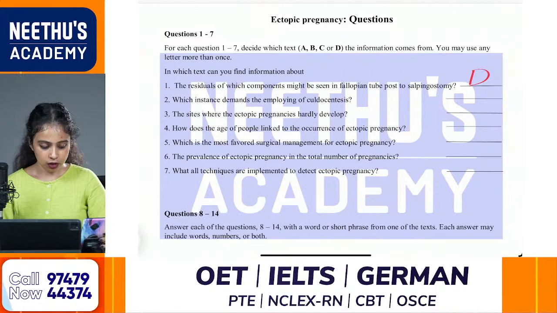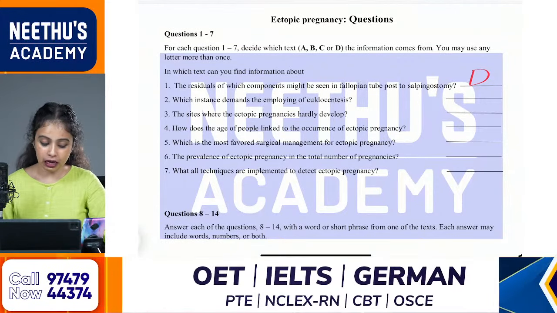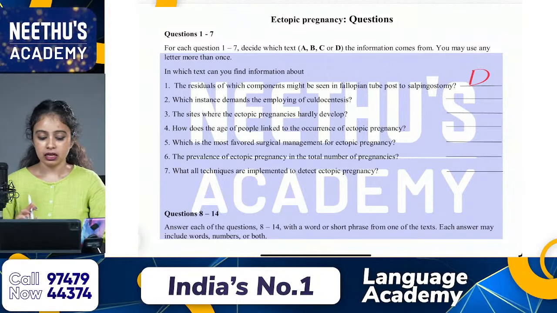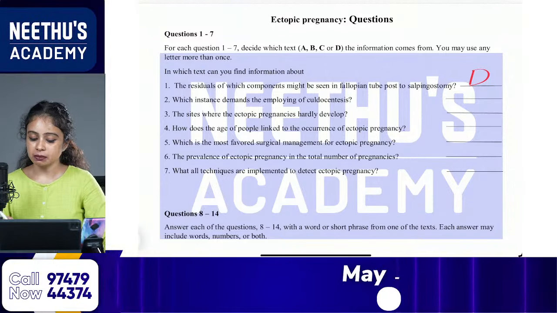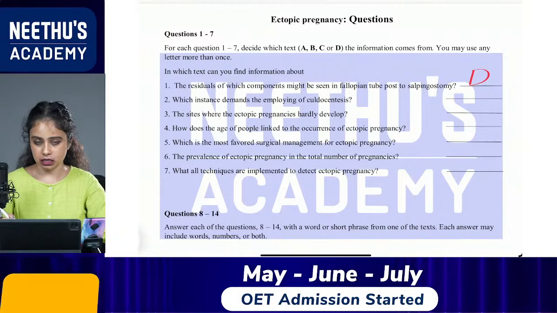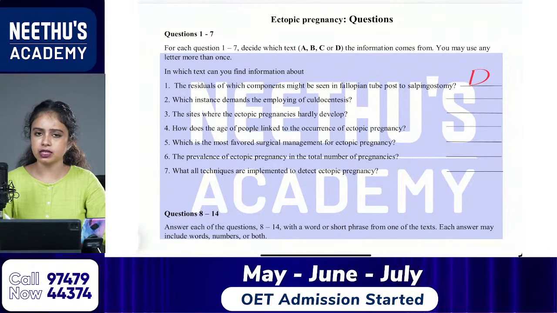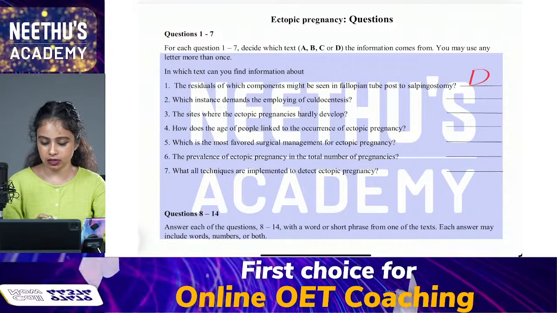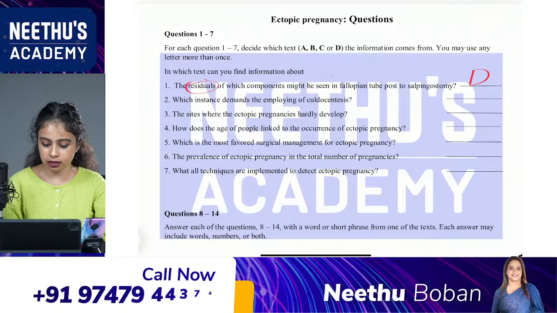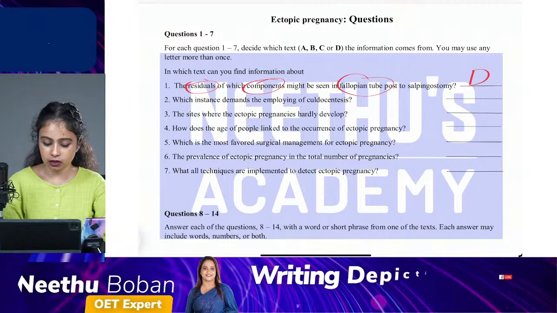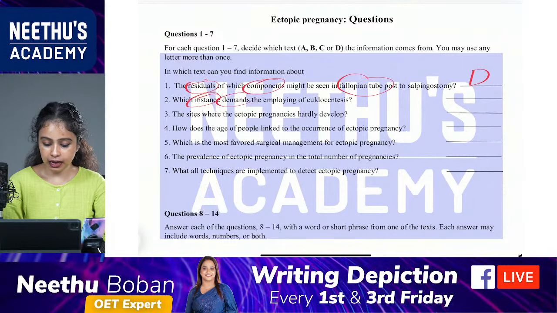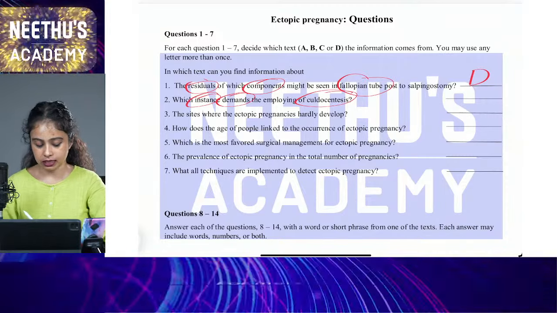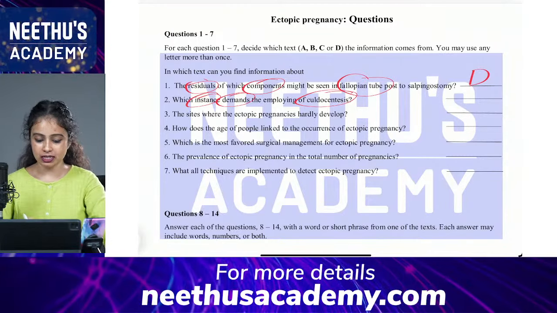Okay, Jinsha, Jubi, Ammu, Tone. Yes, that is from text D. Now we are moving to the second one: which instance demands the employing of culdocentesis? Any idea? My keywords from the second question are instance, demands, and culdocentesis.